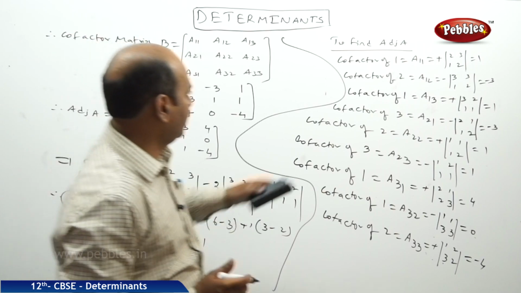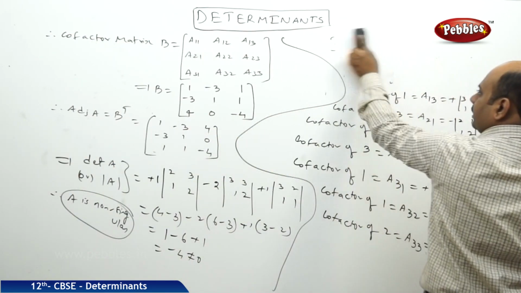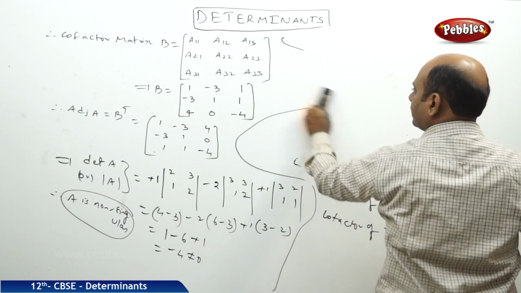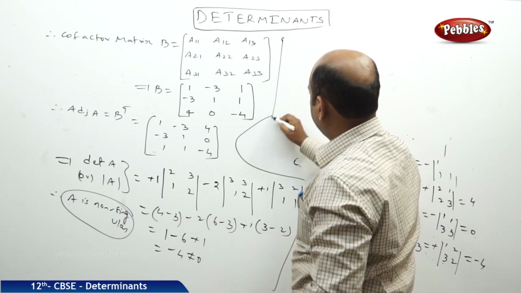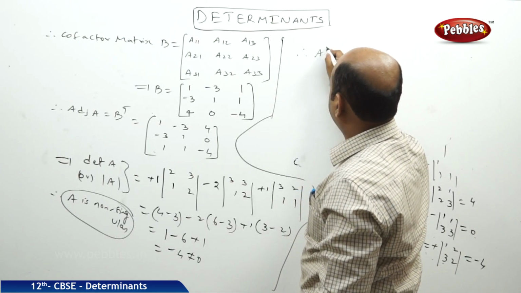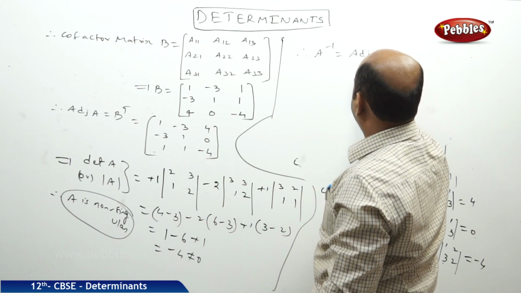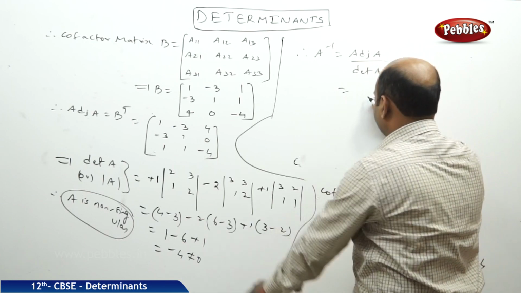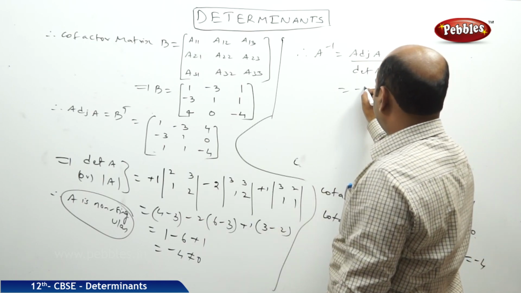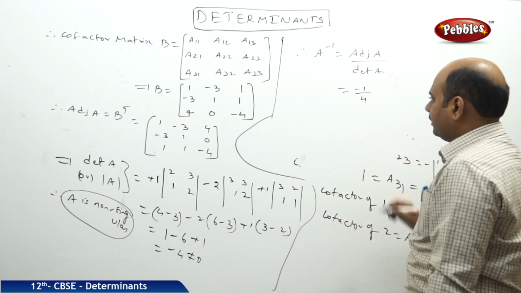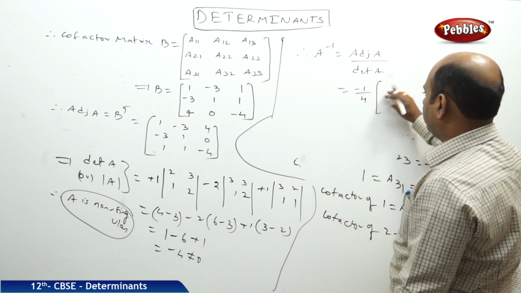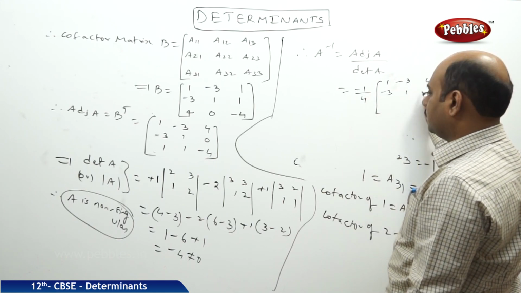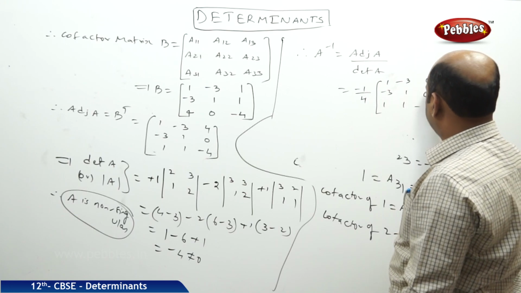Now here I am erasing all these things, but we want to find A inverse. A inverse means what is the formula we should apply? A inverse is adjoint of A by det A. But here det A we obtained as minus 4. So outside I'll be writing minus 1 by 4 into adjoint A, that is 1 minus 3 4, minus 3 1 0, 1 1 minus 4.